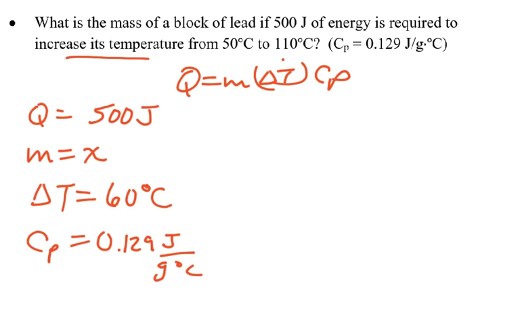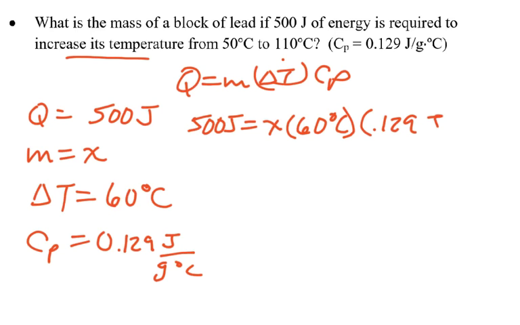Okay, so we're going to substitute in. So 500 joules equals X times change in temperature 60 degrees times 0.129 joules per gram degree. So degrees drop out, joules are going to drop out. So this answer is going to end up being in grams, which makes sense.